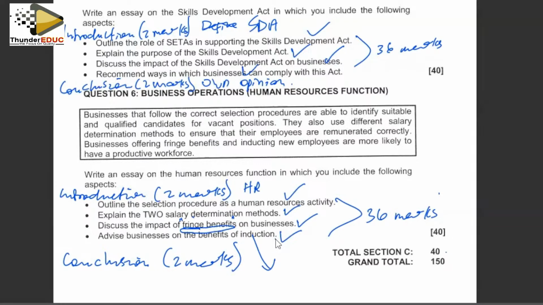Under conclusion, remember, you write your own opinion. So now you can say that the human resource manager should prepare the job description in order to identify recruitment needs. Okay, grade 12.